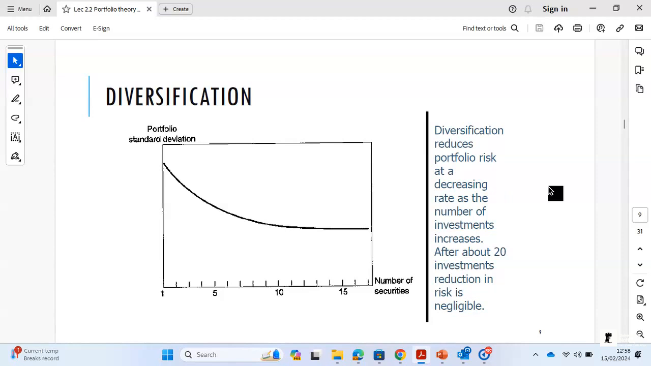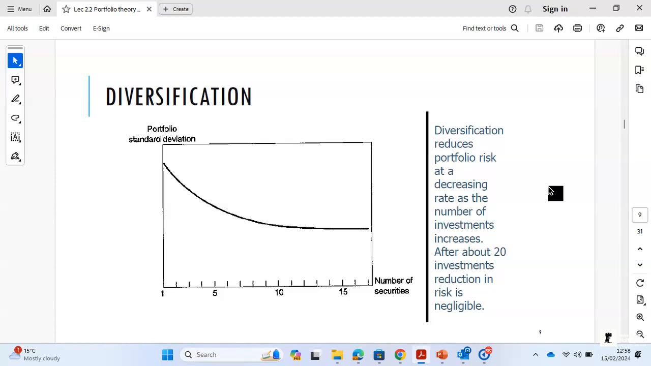Okay, so one of the questions that I asked you in the last session was how many securities do we need to reduce the risk or manage the risk? Okay, so we need to diversify. Should we invest in every single security, every single asset? Or is there an appropriate number of securities that we must invest in to reduce the risk? Okay. So this slide helps answer that question.